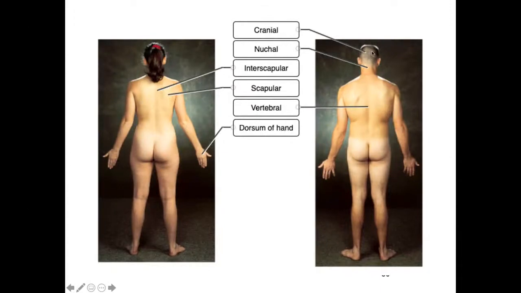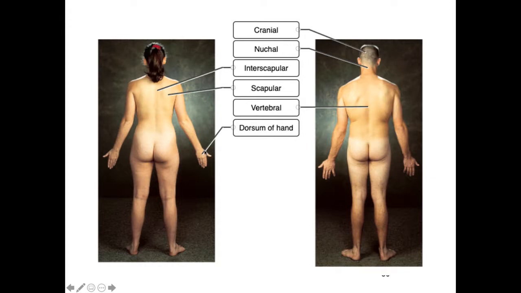The cranial region is the skull. Nuchal means neck. Neck, nuchal. Between the scapulas are interscapular. And again, you wouldn't have to type these in. These would be choices that you would drag and drop. Scapula, vertebral, and the back of the hand is called the dorsum of the hand.